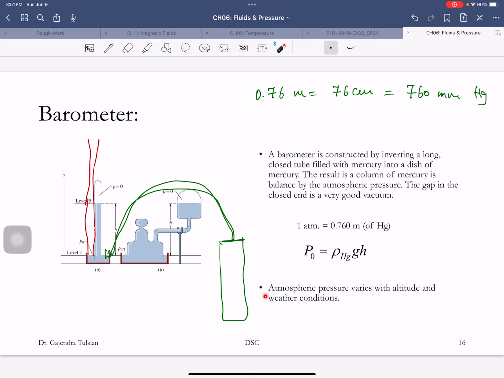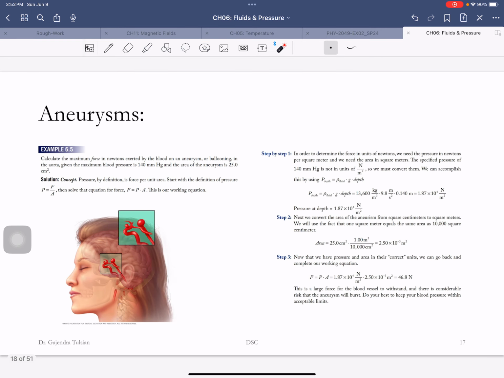Atmospheric pressure varies with altitude and conditions. So as you go higher up, you have less and less atmosphere sitting on top of you, so the atmospheric pressure lowers. All right, so here's an example of the idea of pressure. Pressure is force divided by area, and so force is pressure times area.